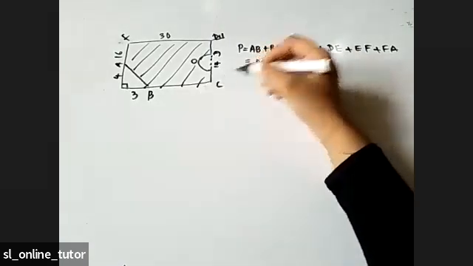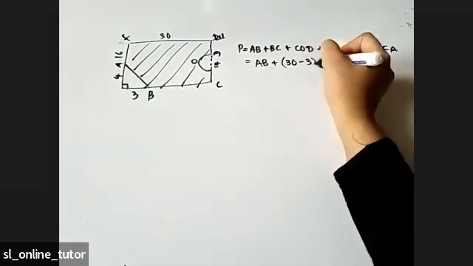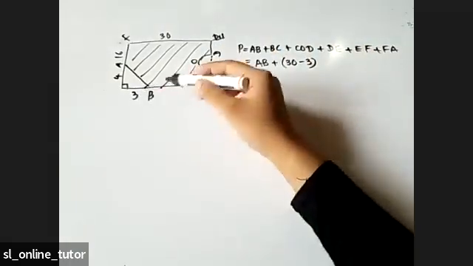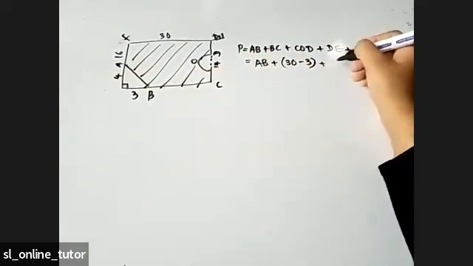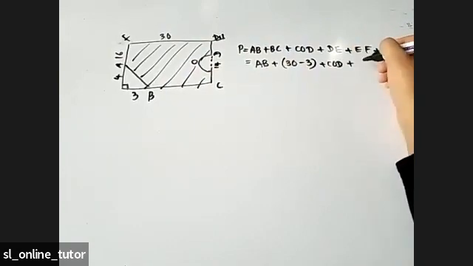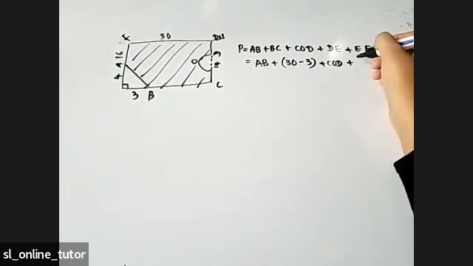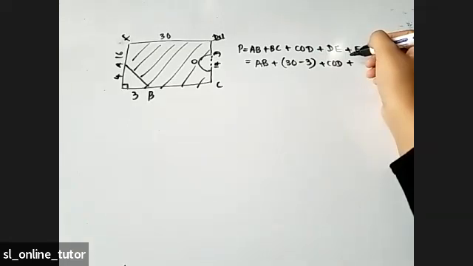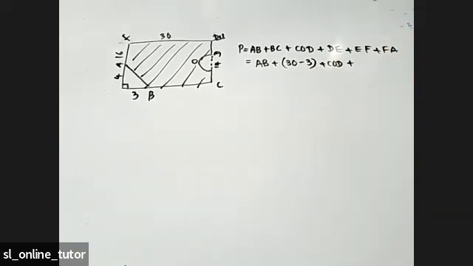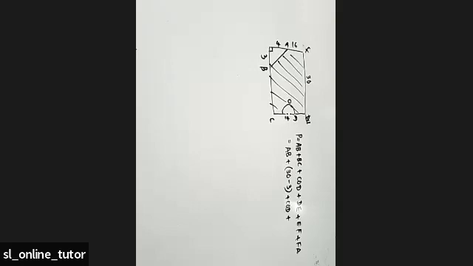BC length, I can find because it is 30 minus 3. On the top, they have given 30. Here it's given 3. So this is 30 minus 3. COD arc length also, I don't know. DE short length, can I find the DE short length? Yes, I think I can find the DE short length. What will be the length of the DE portion? Can anybody tell me what will be the length of the DE portion? Come on, who can tell me?